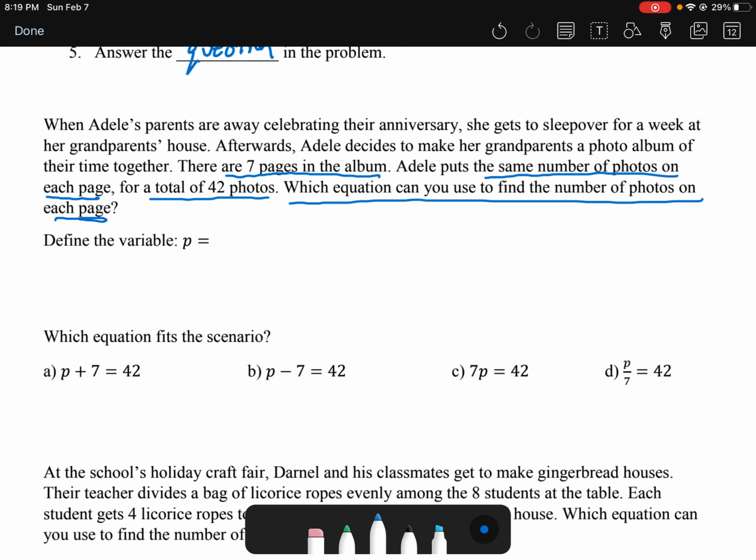Defining our variable, I already have one and said P is what our variable means, but what does it actually represent in the problem? Well, in the question it says, can you use to find the number of photos on each page? So we don't know how many photos are on each page, so that's what we're trying to find. P is the number of photos on each page.